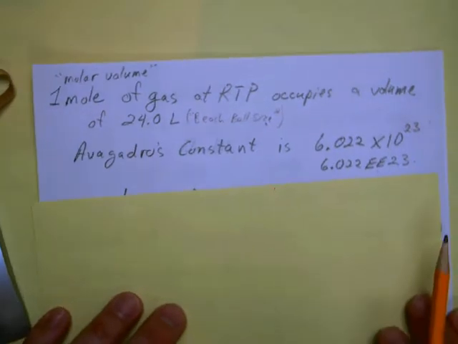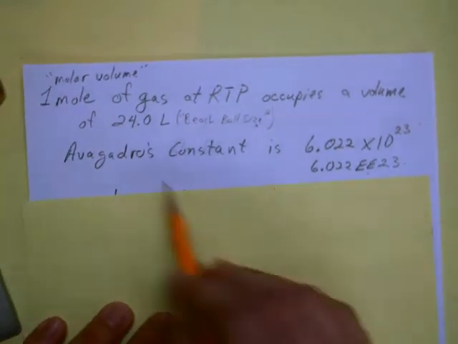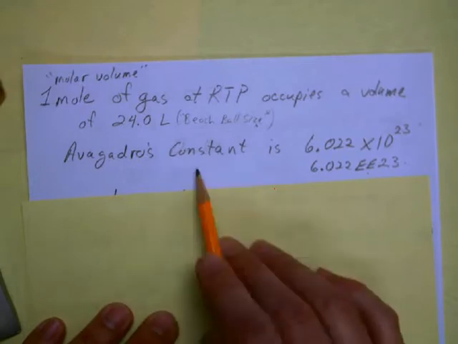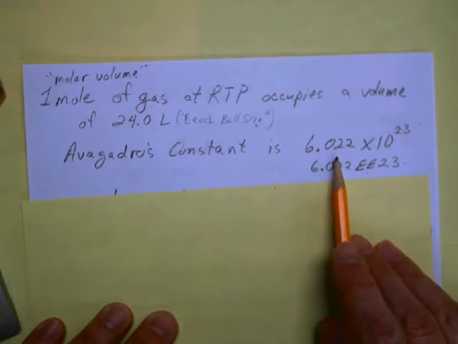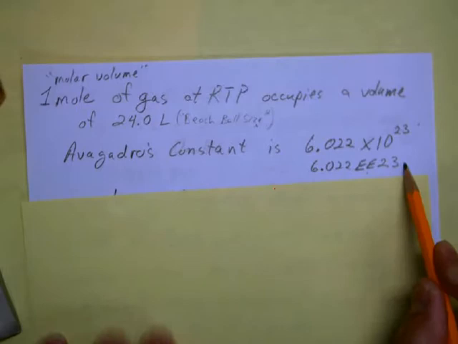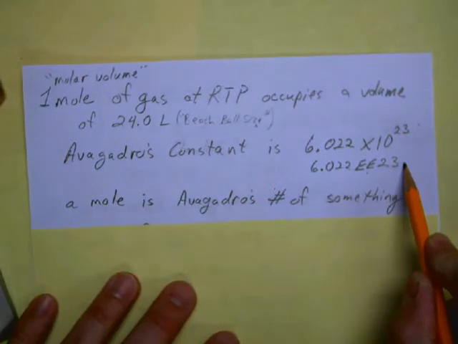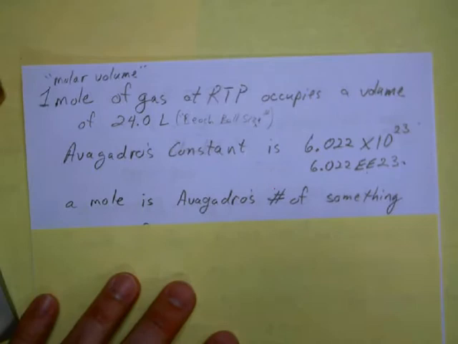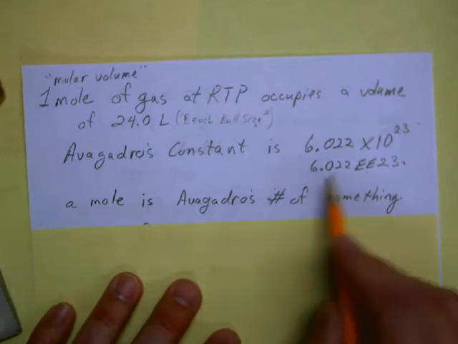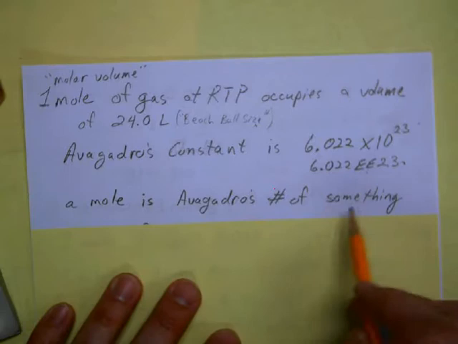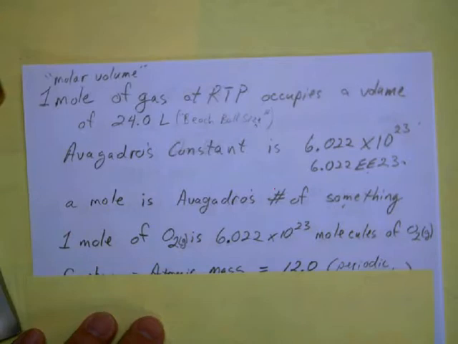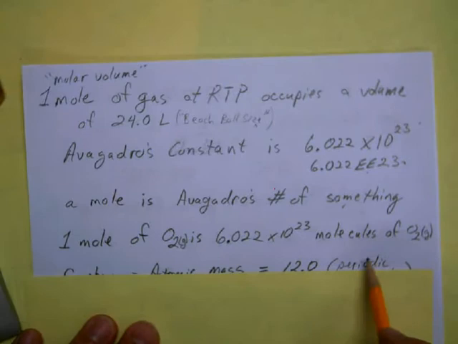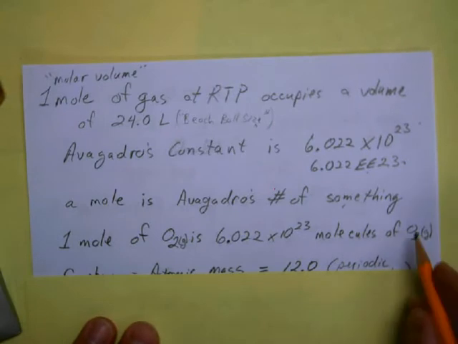Avogadro's number that you should have come across is a constant. Sometimes it's called Avogadro's number, sometimes Avogadro's constant. It is this large number, 6.022 times 10 to the 23rd. It might look like this on your calculator. A mole is simply Avogadro's number of something. So this many particles of a substance will be a mole of that substance. For instance, a mole of oxygen gas is 6.022 times 10 to the 23rd molecules of oxygen gas. The oxygen gas that you made is O2.